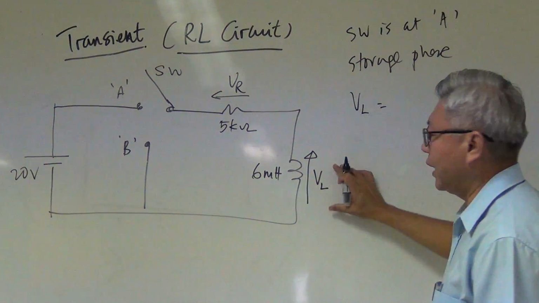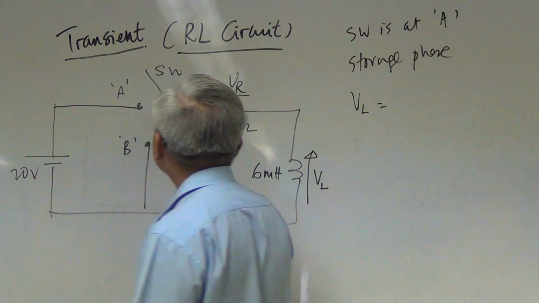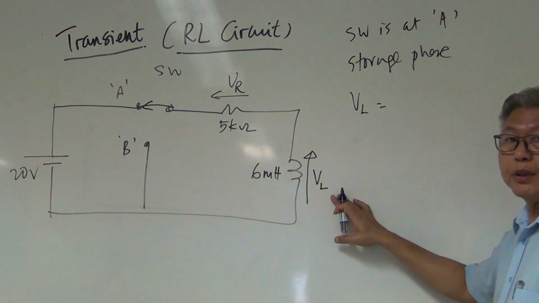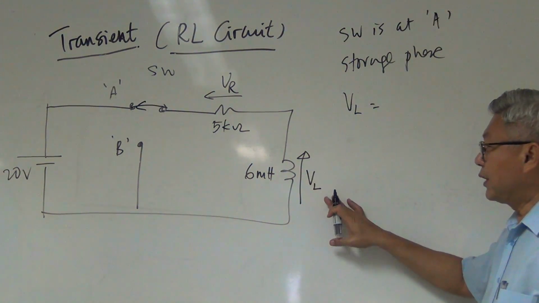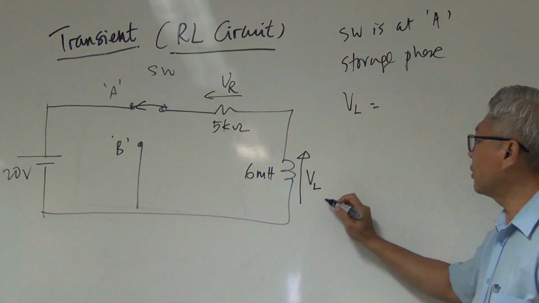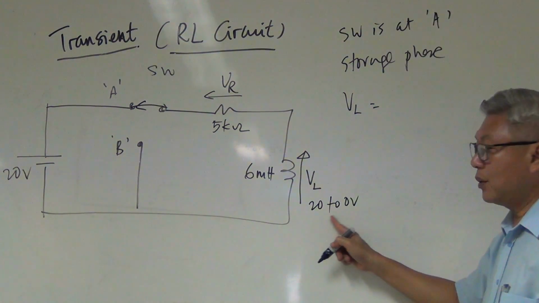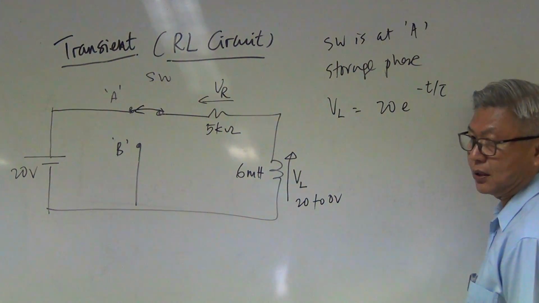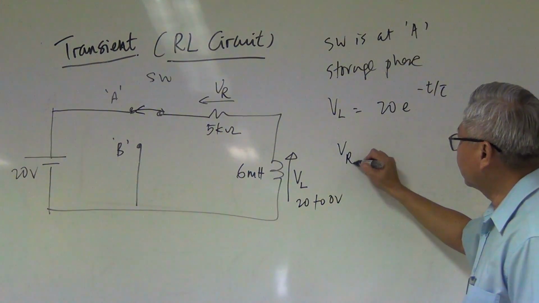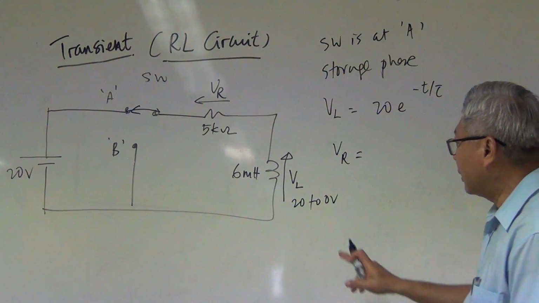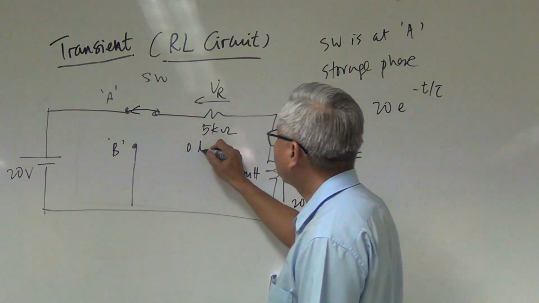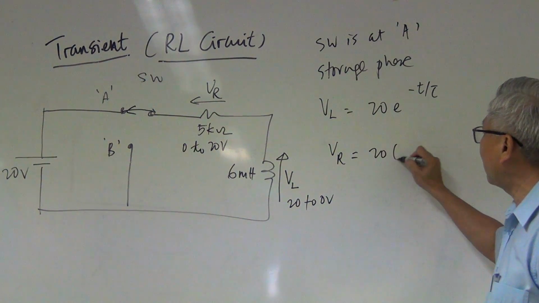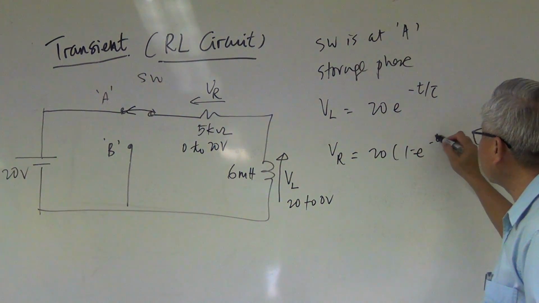What is the expression for VL when I'm at position A? Okay, remember we say he's a very stubborn person, he will resist current flow, so he will develop a voltage of 20 volts, right? So VL is 20 to 0 volt. So it's a decreasing function. So it's therefore 20 e^(-t/time constant). Correct? How about VR? Well, here is 20 to 0, here will be 0 to 20. Correct? So it's an increasing function, so it's 20(1 - e^(-t/time constant)).